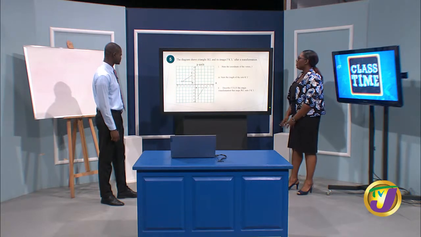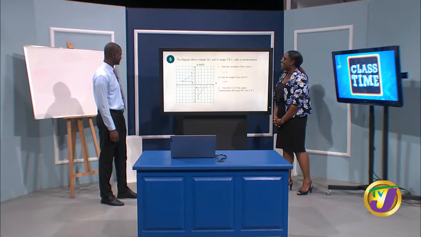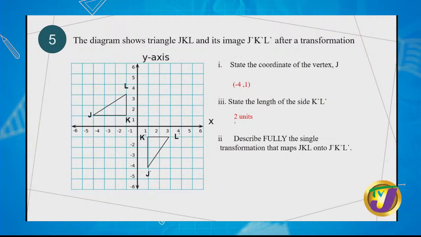Our vertex J is -1, 4. And the length of side KL, if we look at K prime L prime, we'll see that it is 2 units, and we can simply count that on our graph. Since it's on the grid, we can just count the number of units from K prime to L prime. They are not asking us to actually measure with a ruler. You can just count it.